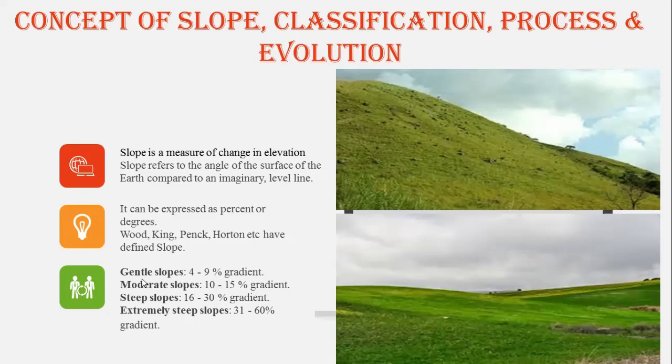That is a gentle slope, which is 4 to 9 degrees or 4 to 9%, that is lesser than 9%. Then we have moderate slopes, which is a little bit more, that is 10 to 15%. Then we have steep slopes, where the angle is 16 to 30%. And then we have extremely steep slopes where the angle or the gradient is more than 31%, so 31 to 60%.